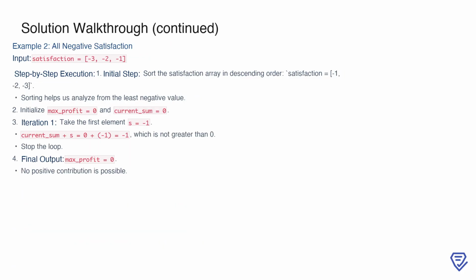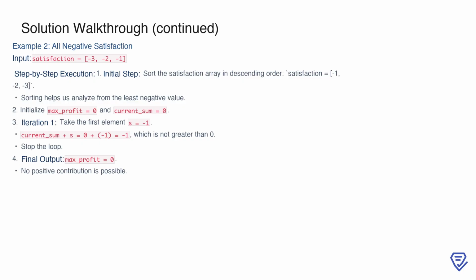In this example, we consider the case where all satisfaction values are negative. The input array is -3, -2, -1, and we start by sorting it in descending order to get -1, -2, -3. Sorting ensures we analyze from the least negative value, which gives us the best possible chance for a positive contribution.